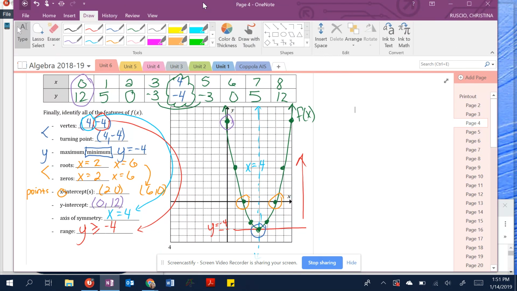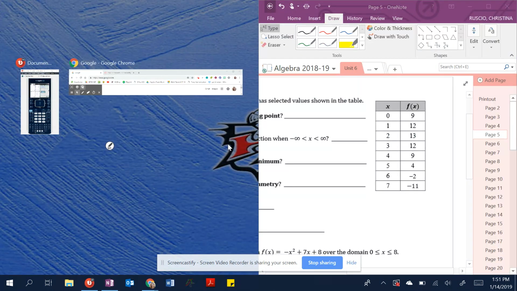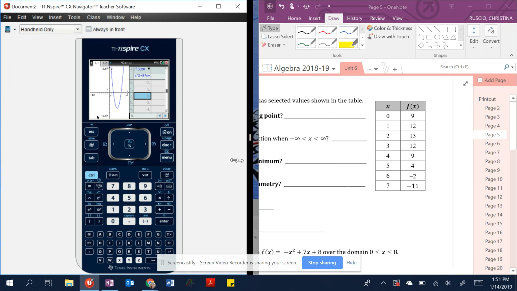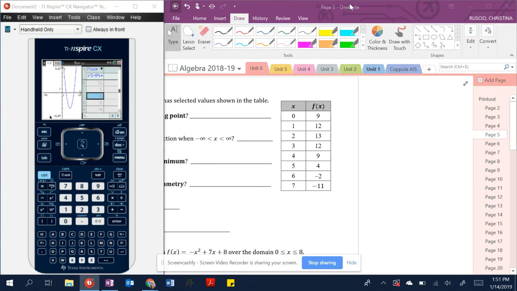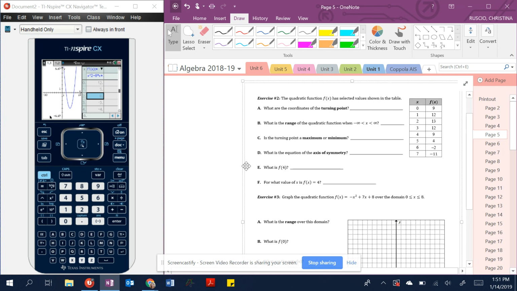How am I going to get there? Where'd it go? Oh, there it is. All right. All right. Here we have exercise number 2. They gave us a function. Sorry, my screen is like, I don't know what's happening right now. How about we just do this? All right. Here it is.